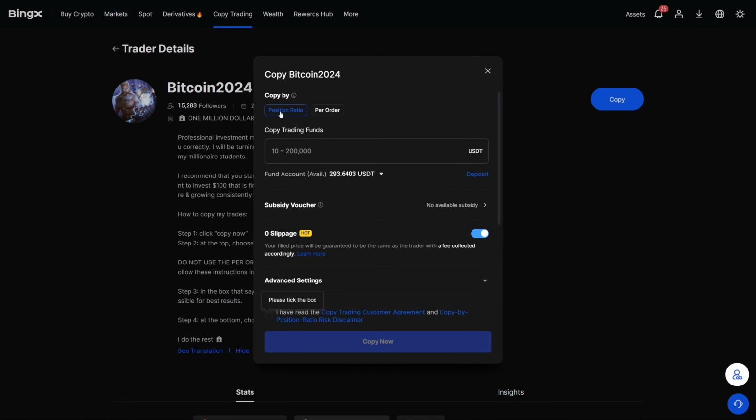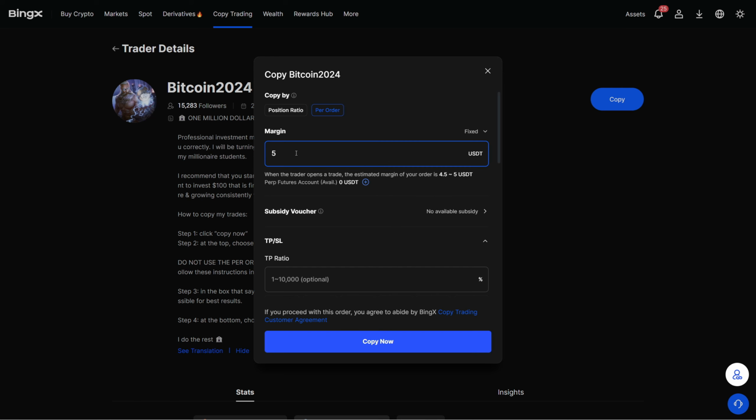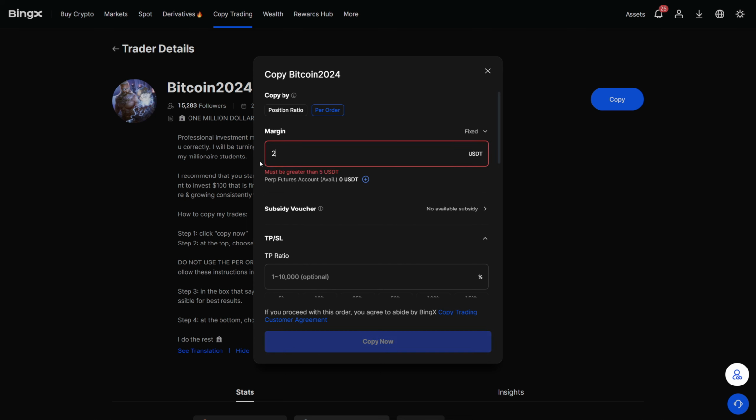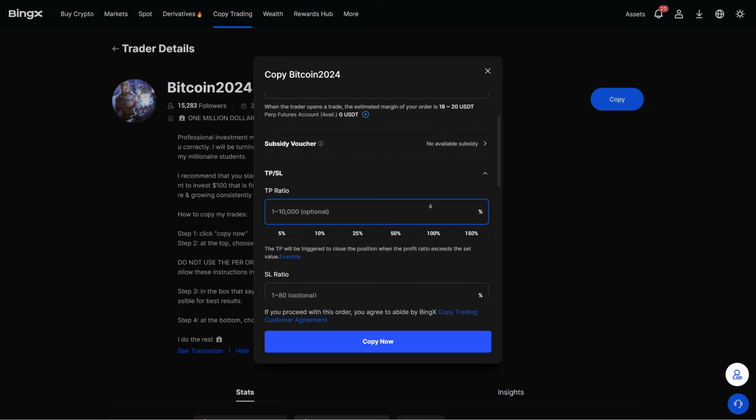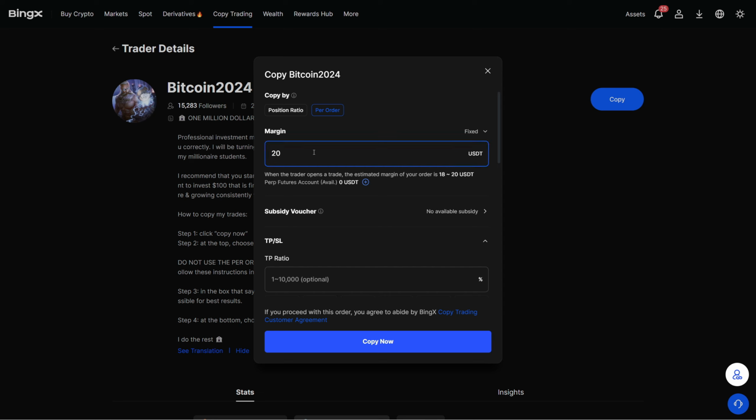Now we have 2 options. First of all, position ratio, which is also the ratio or the setting which this trader recommends. So we will definitely go with this. In general, I also always use position ratio. But if you want to use a specific amount for every single order, you can put in, for example, 20 here. So you will use $20 of margin for every single trade. I personally don't use this, but maybe you have a specific strategy, right? So if you want to have a specific amount for every single trade, you can do this.